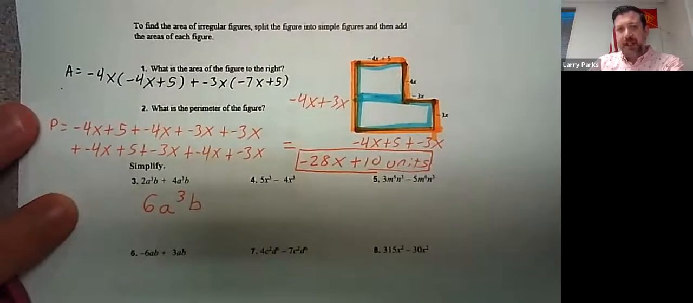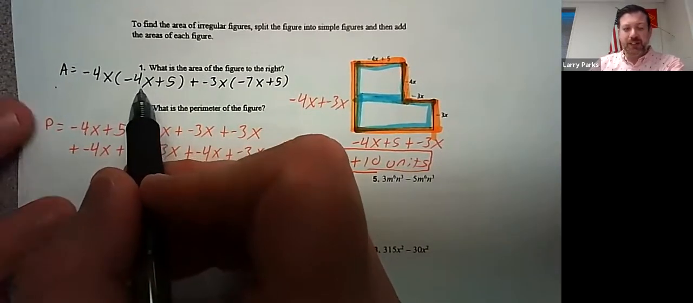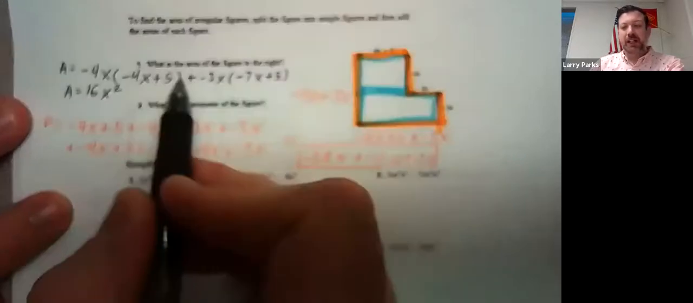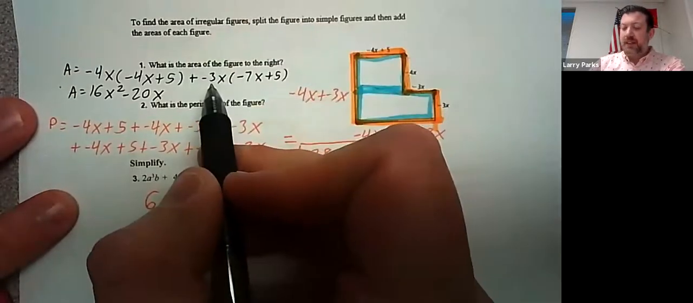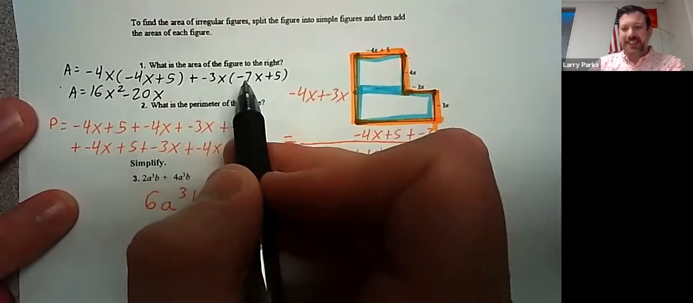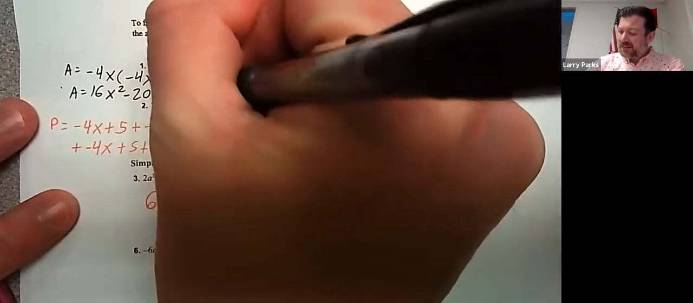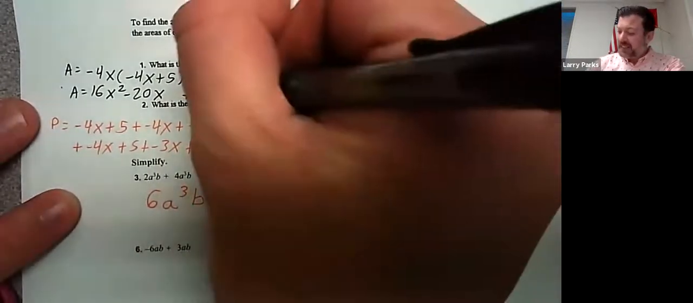I then just do the math, and this part is Algebra 1. I would go negative 4x times negative 4x, that's 16x squared. Negative 4x times 5 is negative 20x. Then I would distribute negative 3x to negative 7x, that'd be plus 21x. And then negative 3x times 5, that's negative 15x.